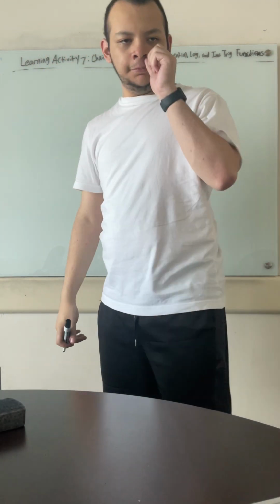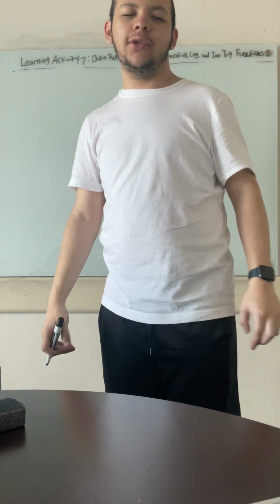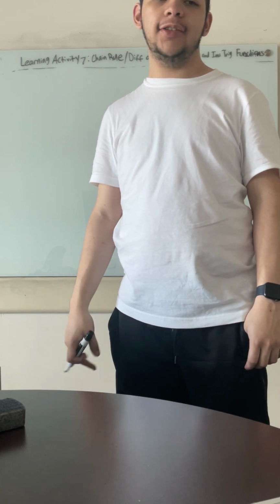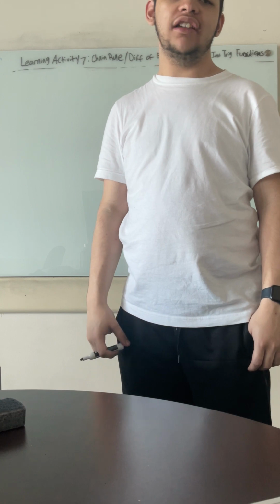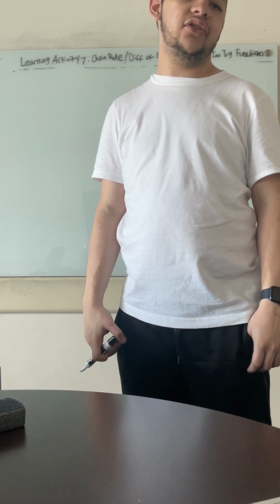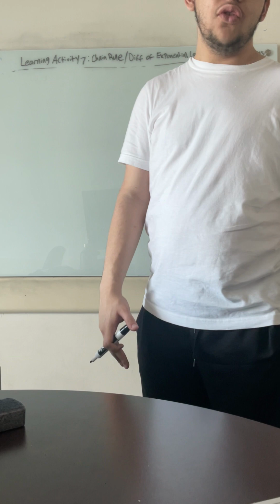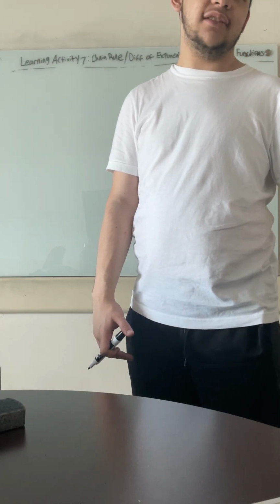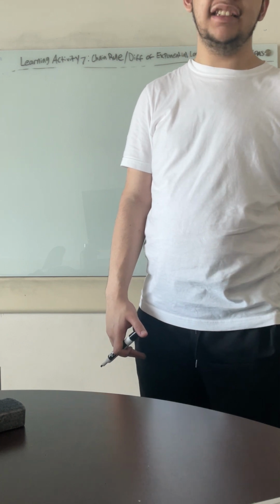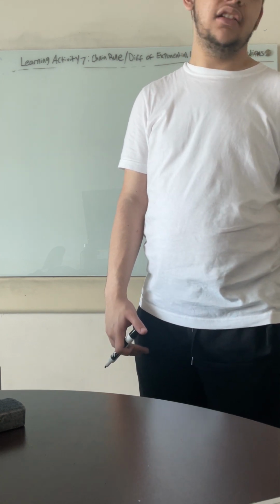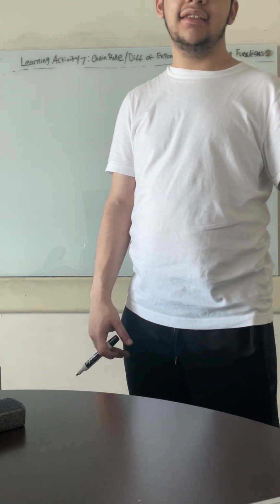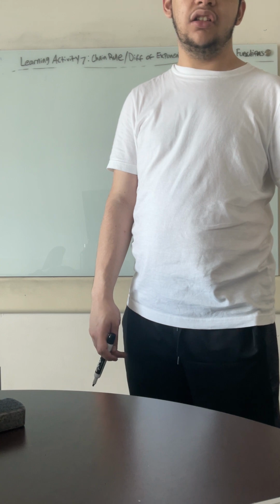Alright, so for number 4, we have to use the chain and product rules to prove the quotient rule. In other words, we need to prove that if y of x is equal to f of x divided by g of x, then dy dx is equal to f prime of x times g of x minus g prime of x times f of x, divided by g of x squared.